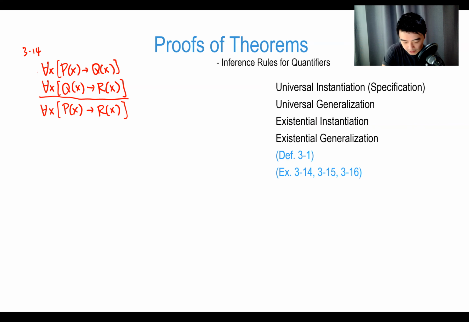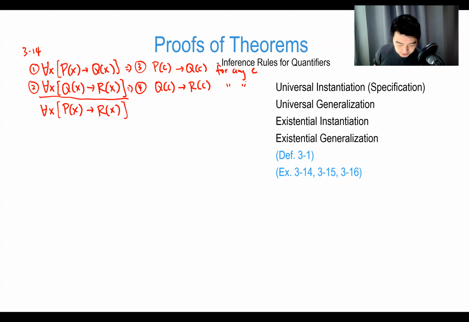So for number 1 and number 2, these are in fact premises. And if I want to show the conclusion to be true, I'm going to have to say this implies number 3, and number 3 is P of c implies Q of c for any c. And we have to make this step or else the proof is not going to work. Number 4, similarly, we can say Q of c implies R of c, again for any c in the universe. And now we can continue our proof.